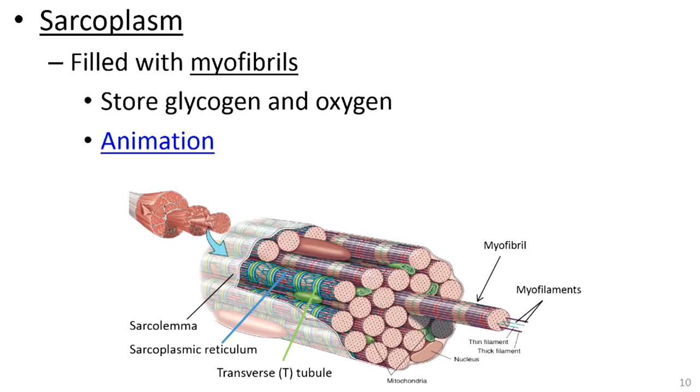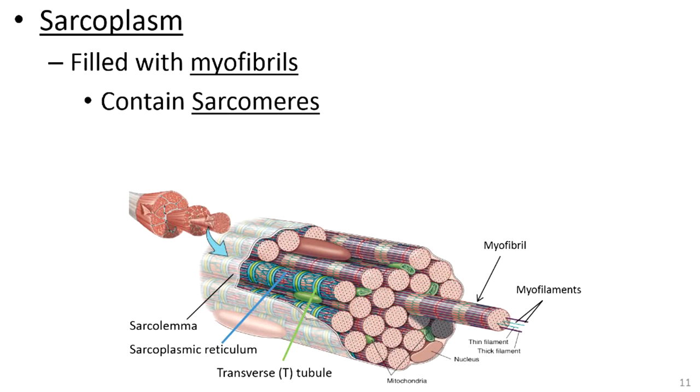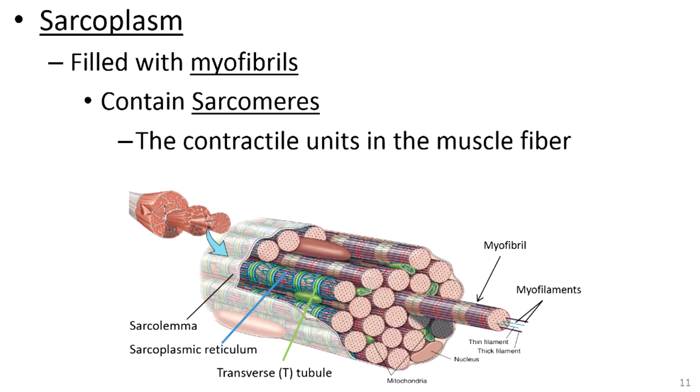Okay, so as that animation just said, the sarcoplasm is filled with myofibrils, which contain sarcomeres. And that's what these lines are that you're seeing right here. So we've got Z-disc to Z-disc, between the red lines, from that red line to that red line. We're going to look at a close-up view of that in just a second. But those are the contractile units of the muscle fiber, meaning those are the things that actually contract.